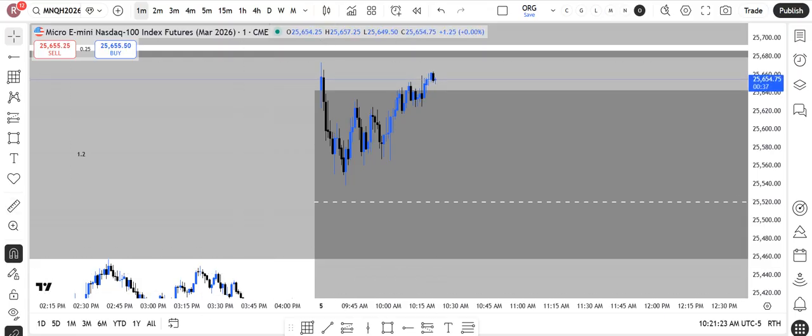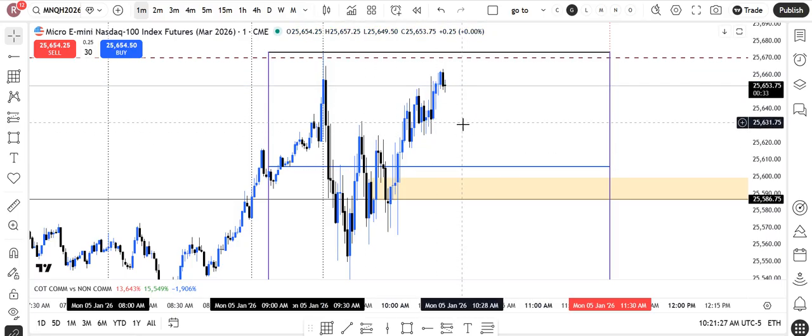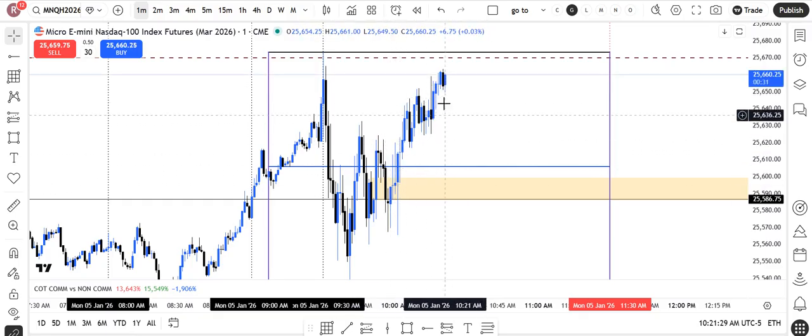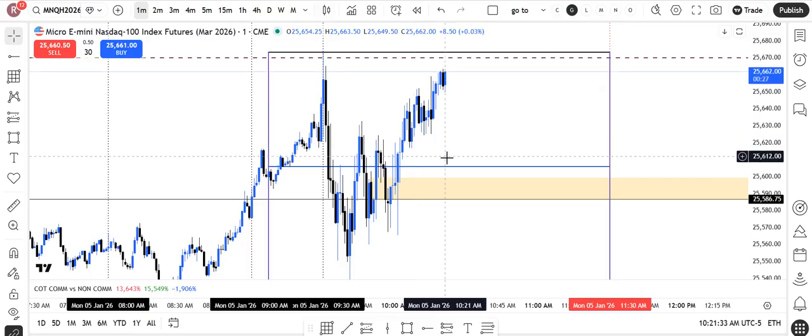Let me see here. So I still would like to see it get below. I need it to get below these lows before I consider anything.